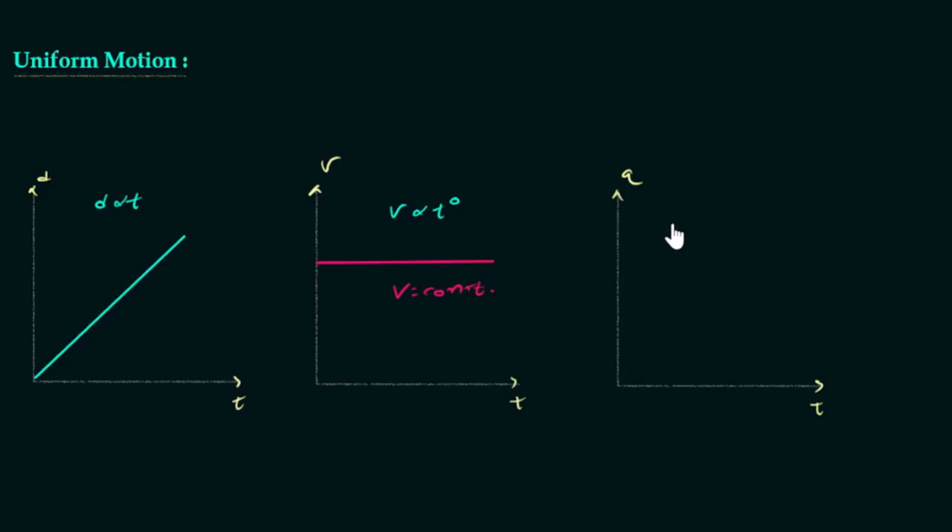In the third type of graph, acceleration is 0. The reason being the velocity is constant, which is not changing with time, so acceleration will be 0. So these are the three graphs for uniform motion, right? Our first kind of graph is distance or displacement versus time, our second type is velocity or speed versus time, and our third kind is acceleration versus time.